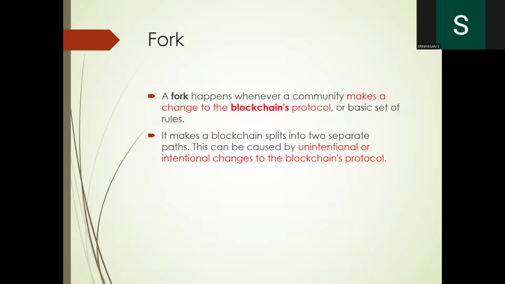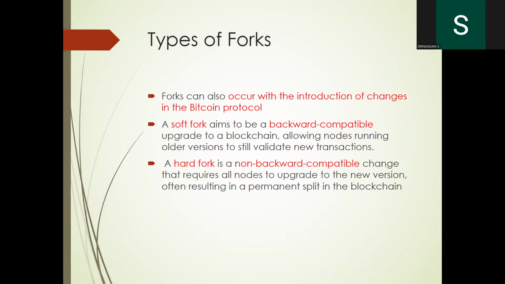The fork is a special event. It happens whenever there is a change in the blockchain's protocol. It's all about the set of rules. So whenever the rule is changed, a fork will happen. The fork can happen intentionally or unintentionally because of the changes. In the Bitcoin network, two types of forks can occur. One is soft fork, another one is hard fork.